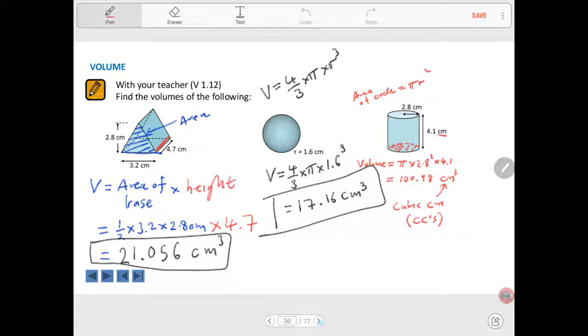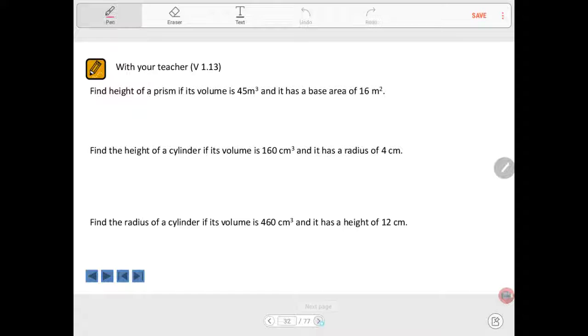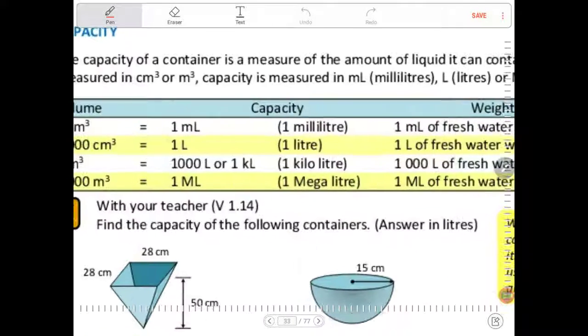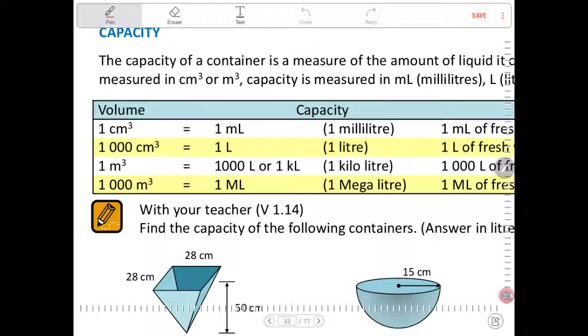For capacity, I'm going to go ahead here. Here we go. Here's that table I was talking about. So the direct conversion, really convenient. 1 cubic centimetre is 1 millilitre. 1,000 of those is 1 litre. A cubic metre is 1,000 litres, or 1 kilolitre, just like a kilometre. 1,000 metres is 1 kilometre. 1,000 litres is 1 kilolitre.